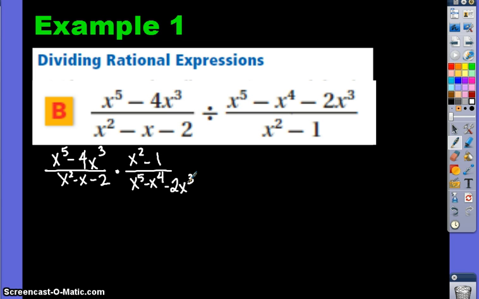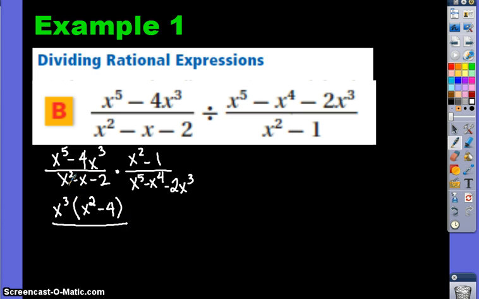And there are some. Over here, x to the fifth and x cubed, they're both going to share a common x cubed. So we could factor an x cubed out of them, and then we would get x cubed times x squared minus 4.